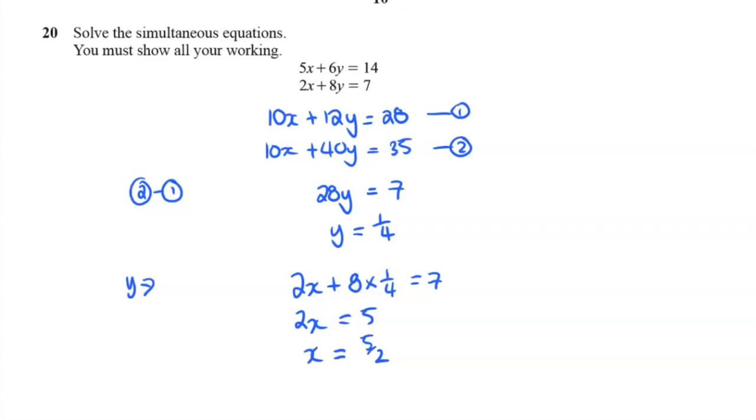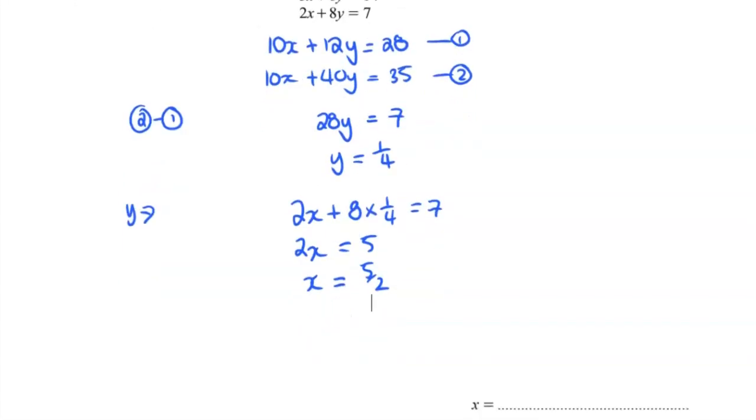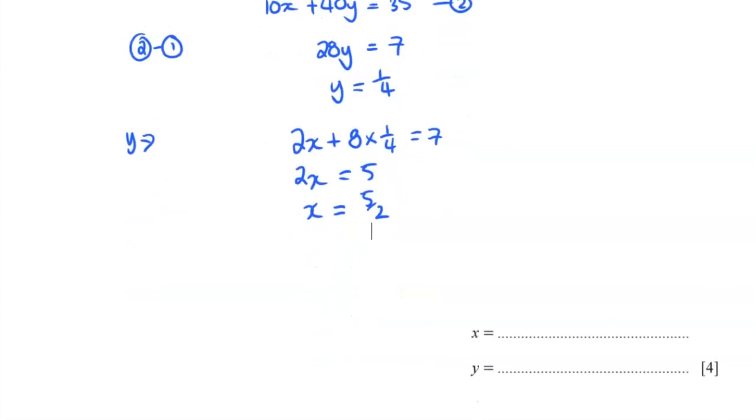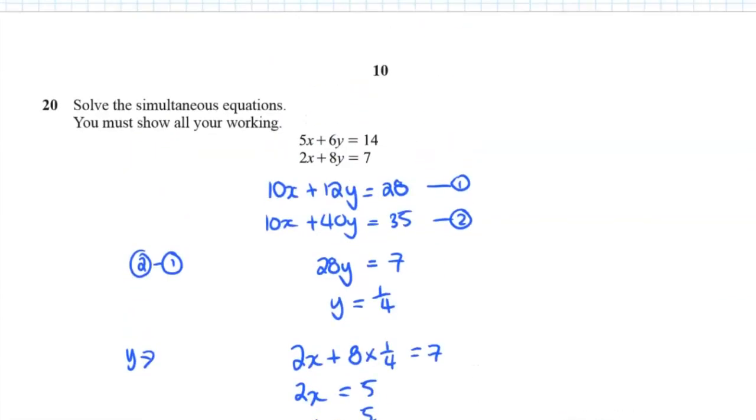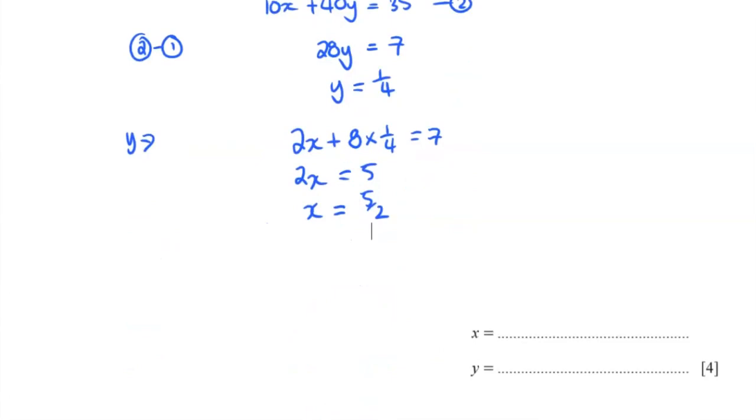All right, so for our answers, x is, did it say we have to have an answer in a particular form? No. Okay, so let's leave them as fractions. 5 on 2 for x and 1/4 for y. And I think that's good.